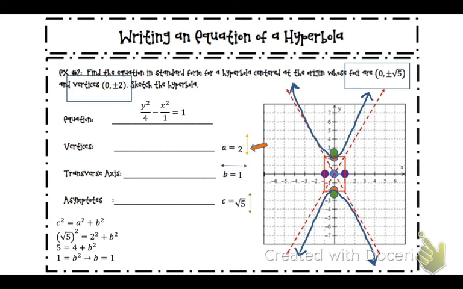I just did. My vertices, the major vertices are 0, 2, and 0, -2. The minor vertices are 1, 0, and -1, 0. The transverse axis is the y-axis, and my asymptotes are plus or minus 2x, because I rose 2 and went over 1, so 2 over 1 is just 2.